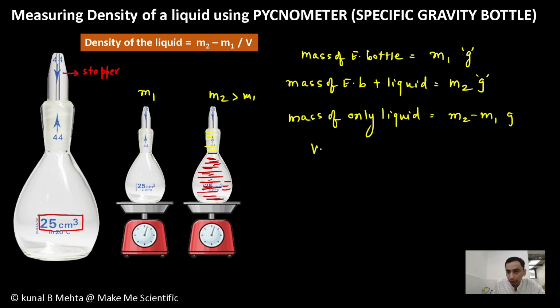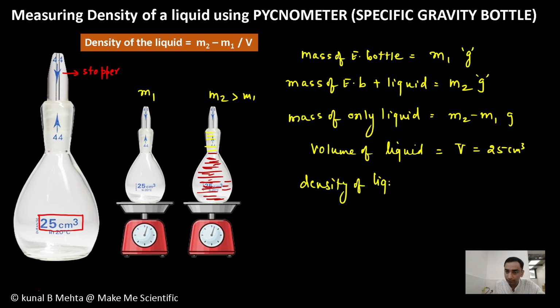Now, the volume of the liquid is the volume of the picnometer bottle, which is 25 centimeter cube or 25 ml. So we know the volume as well. So the density of liquids is equal to the mass of the liquid, that is M2 minus M1, divided by the volume of the picnometer bottle or the volume of the liquid. We use the picnometer bottle for the measurement of density only for liquids, not for solids.